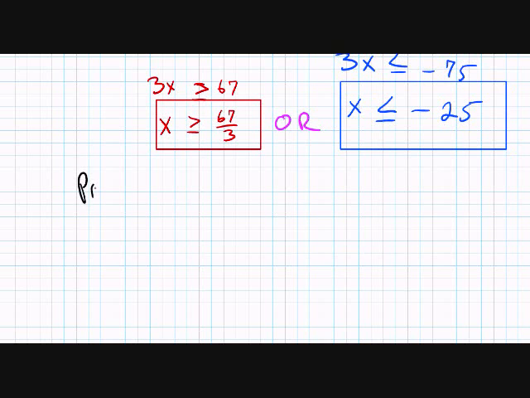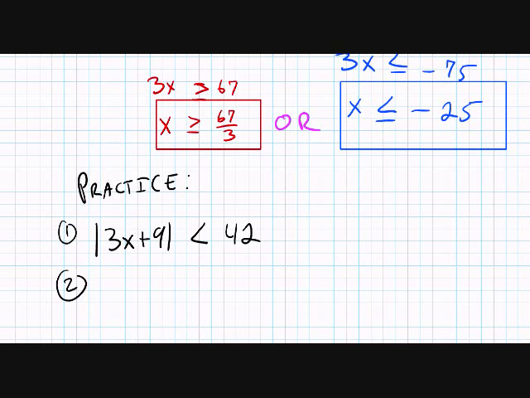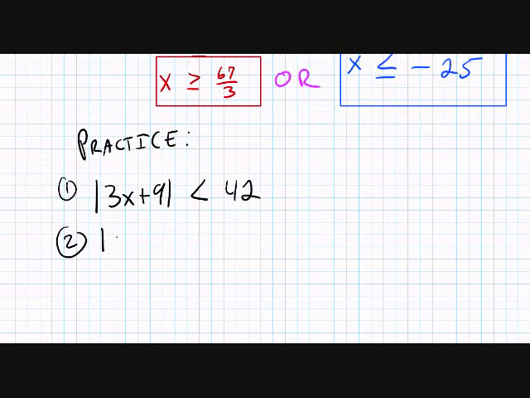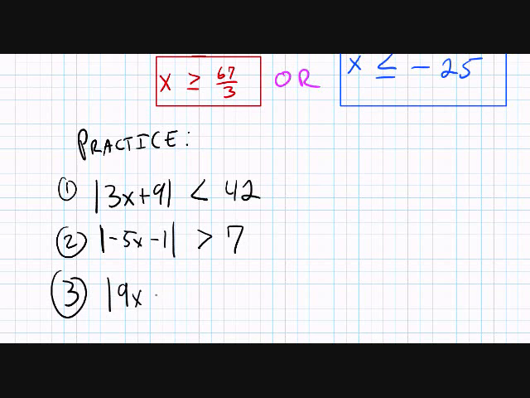Number 1, absolute value of 3x plus 9 is less than 42. Number 2, the absolute value of negative 5x minus 1 is greater than 7. And 3, the absolute value of 9x plus 4 is greater than or equal to negative 9. Alright, go ahead, pause the video, give it a shot, and I'll see you on the other side.